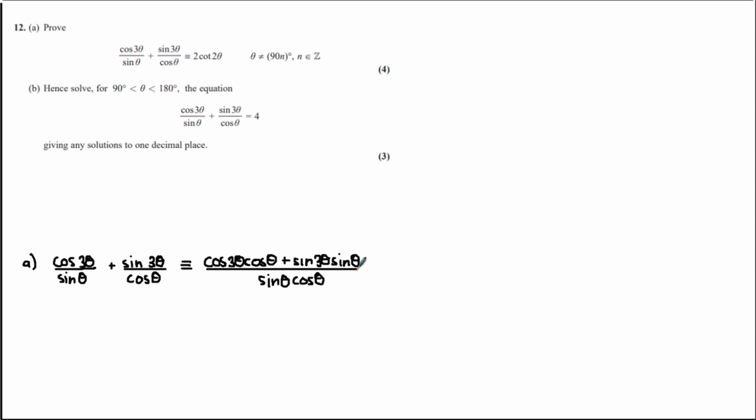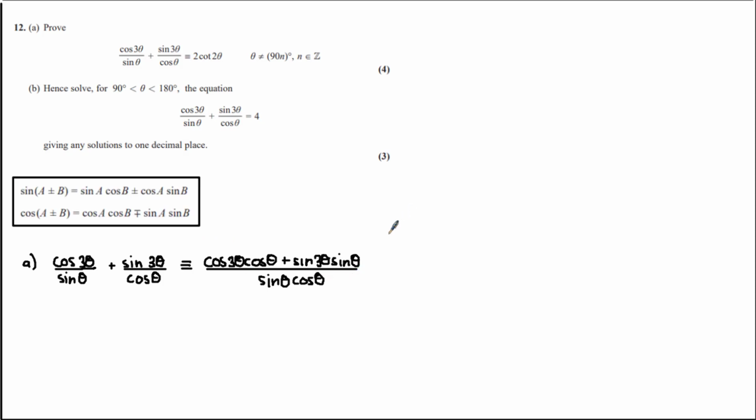The next thing I'd think about is, are there any identities we know of which can simplify this right hand side? Well, there is an identity, and it's one that isn't used as often for proving trigonometric identities. It's the compound angle formula. Now, comparing this numerator with the compound angle formulas, the one we're going to choose is this one here.